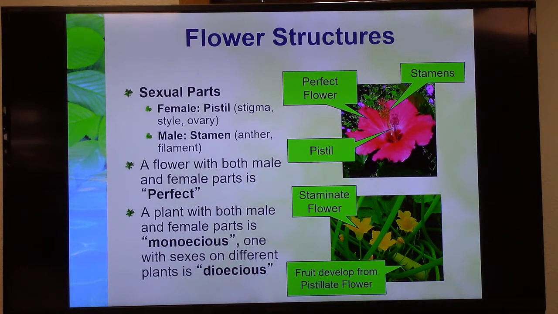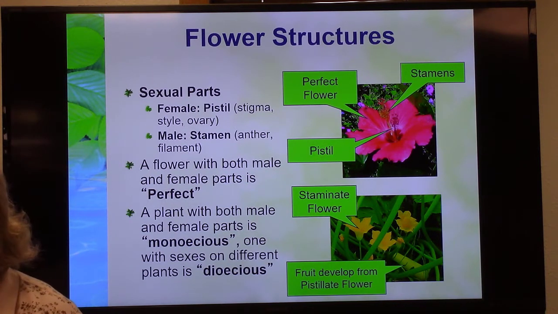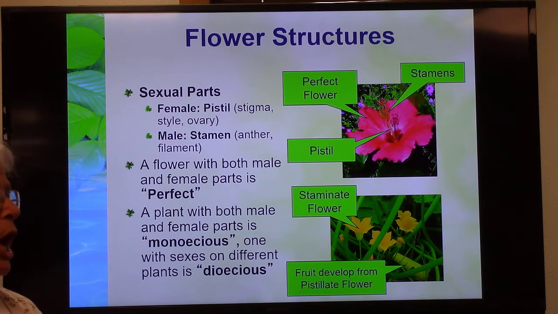Some of those parts on that flower had to do with boy parts and girl parts, okay? Others were just for pretties. The sexual parts of a flower, there are female parts and there are male parts. The female structure as a whole is called a pistil. And notice how that word is spelled, P-I-S-T-I-L.